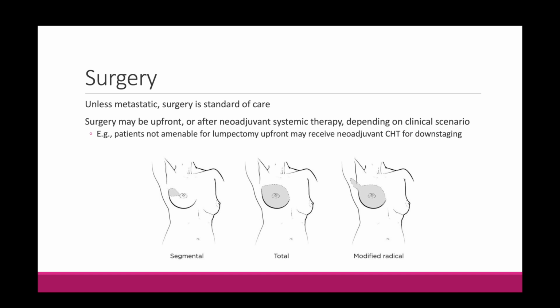Now, surgery may be done up front or it may be performed after neoadjuvant systemic therapy, depending on the clinical scenario. It used to be that we would treat all patients with radical mastectomy. So radical mastectomy is very invasive and it involves en bloc removal of the breast, the skin, the pec major and minor, and axillary levels 1 and 3.